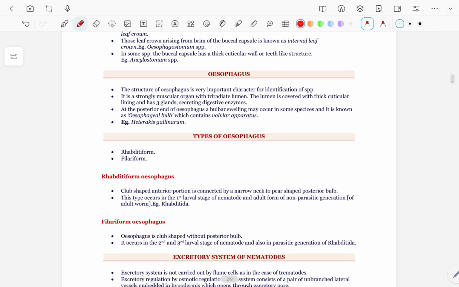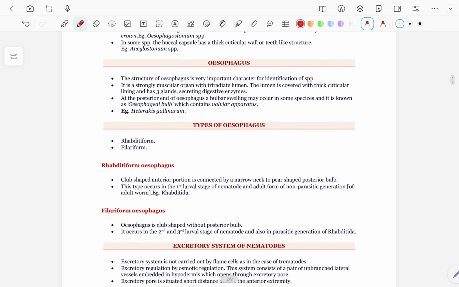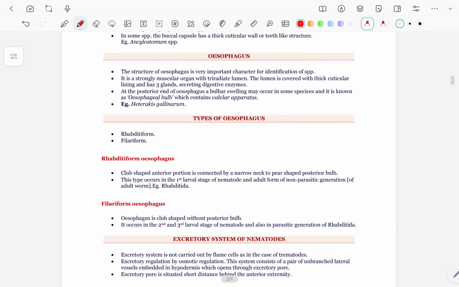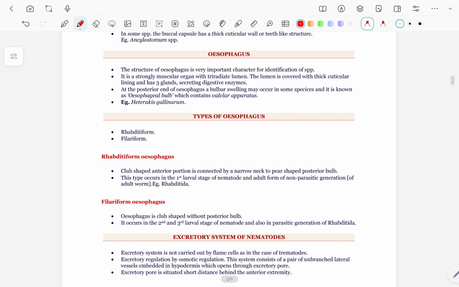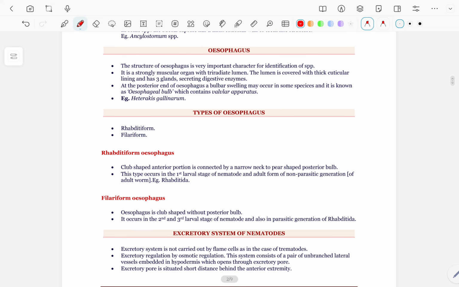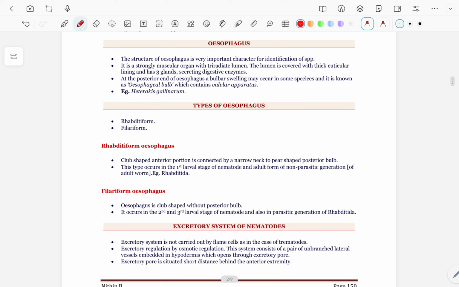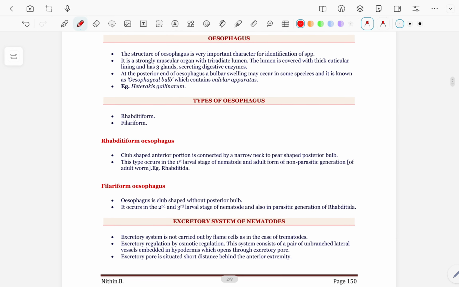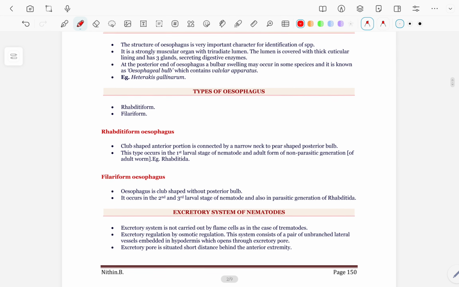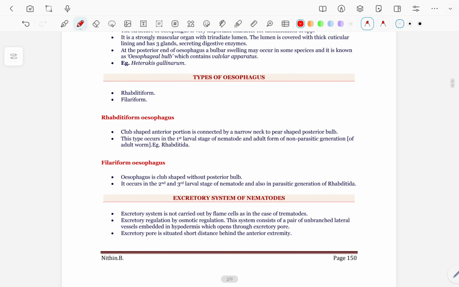Esophagus. The structure of the esophagus is a very important character for identification of species. It is a strongly muscular organ with a tri-radiate lumen. The lumen is covered with thick cuticular lining and has three glands secreting digestive enzymes. At the posterior end of the esophagus, a bulbar swelling may occur in some species, known as the esophageal bulb, which contains a valvular apparatus. Example: Heterakis gallinarum.